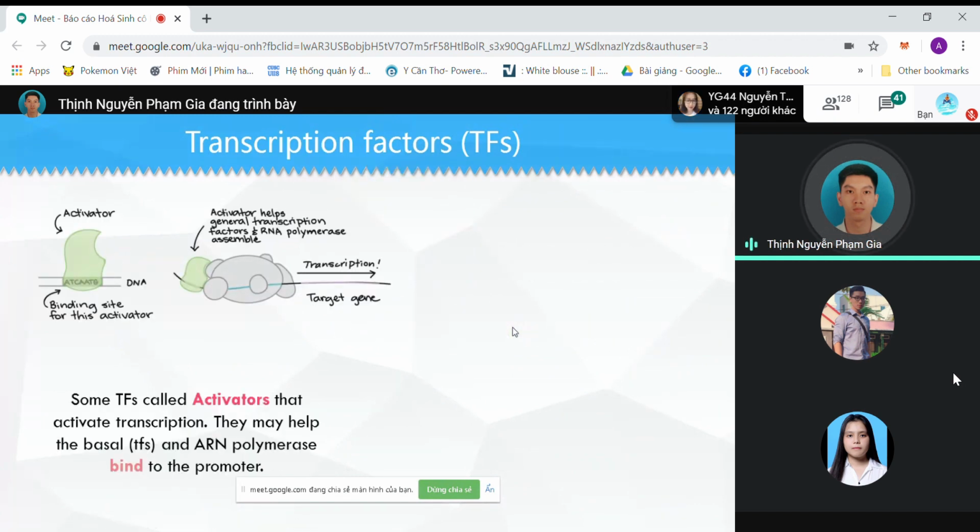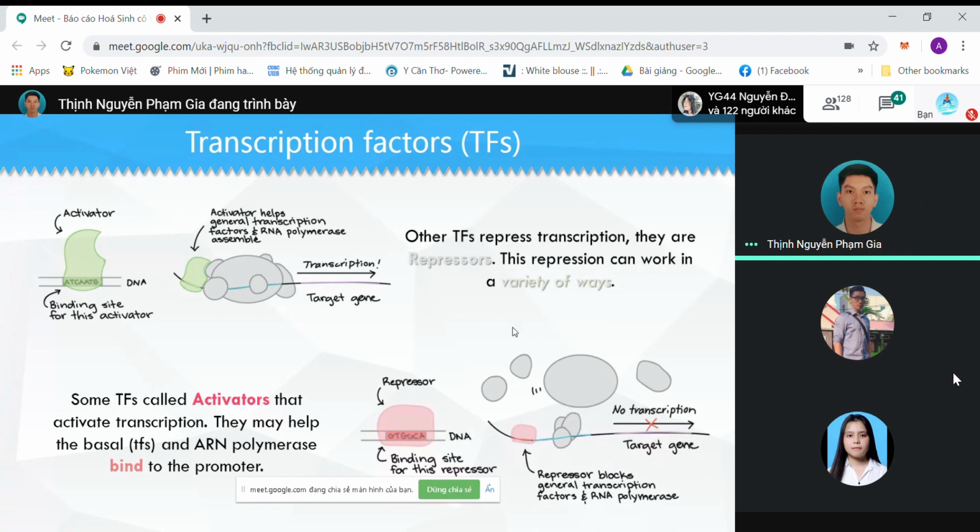Some transcription factors are called activators that activate transcription. They may help the basal factors and RNA polymerase bind to the promoter. Other transcription factors are repressors. The repressors can work in a variety of ways. So these important proteins can help determine which genes are active in each cell of your body.